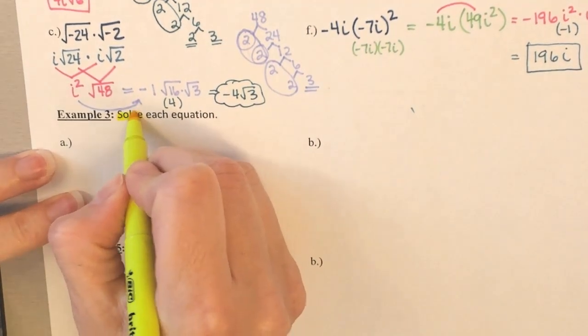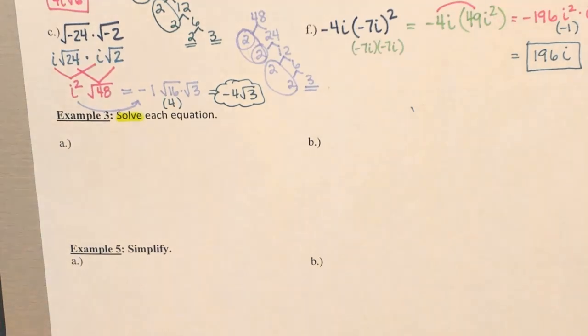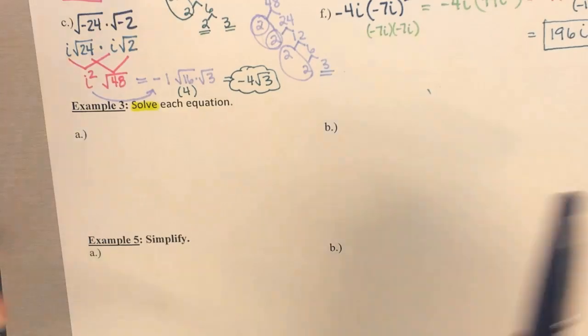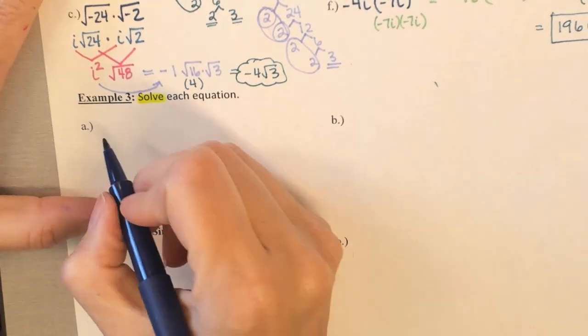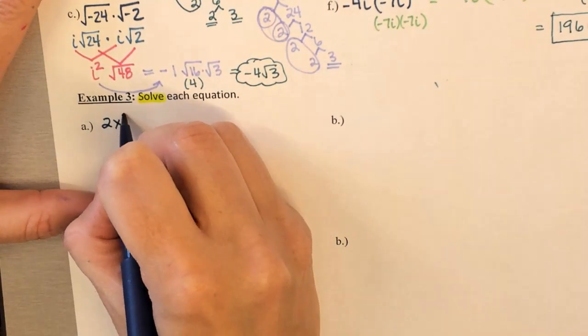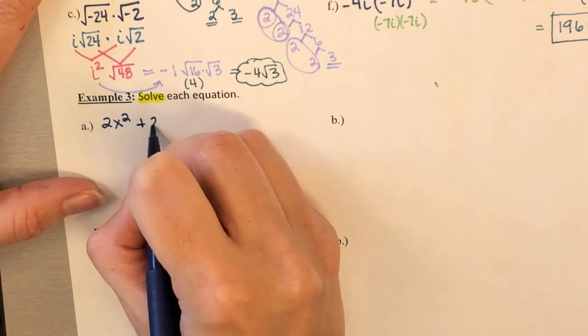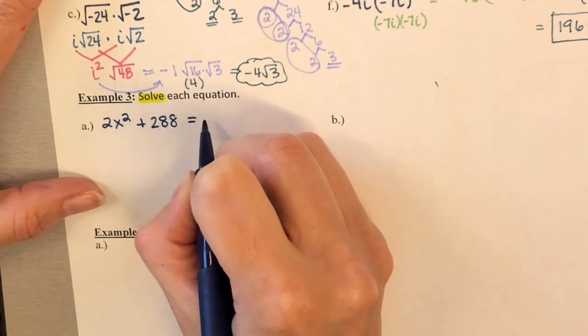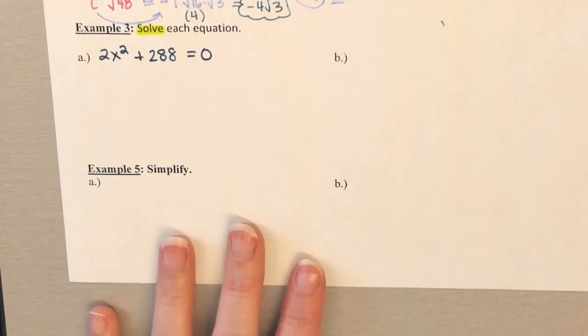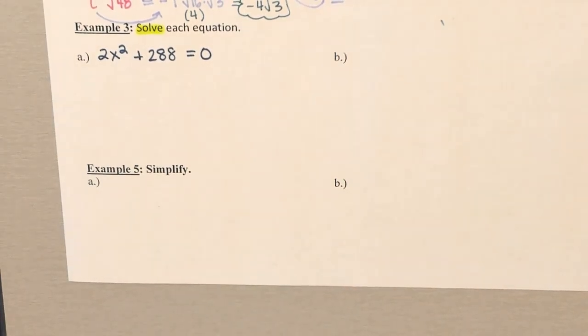Okay, so for example 3, we are going to solve each equation. Whenever you are solving, you are going to be finding your value of x. And there's one key thing we're going to have to remember. Let's see if we remember it. Okay, so you're trying to get x by itself, right? I'll give you a minute to start that. Okay, so we're trying to isolate x, get x by itself.